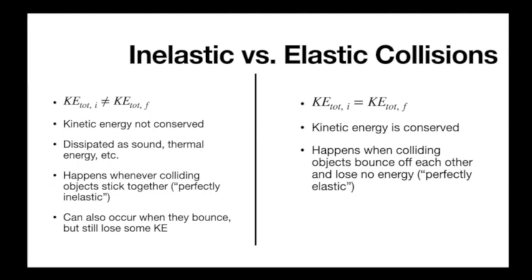A kind of add-on topic for this is elastic versus inelastic collisions. Inelastic is when the kinetic energy is not conserved, and elastic collisions are when it is conserved. So to find the kinetic energy of a system, we just find the kinetic energy of each object, 1/2 mv squared, and add them up. So I do that for all the initial velocities, and do that for all the final velocities, and if they're equal, elastic. If they're not equal, inelastic.